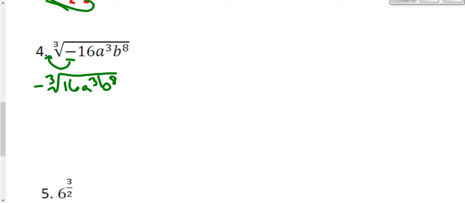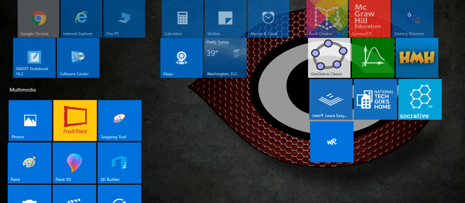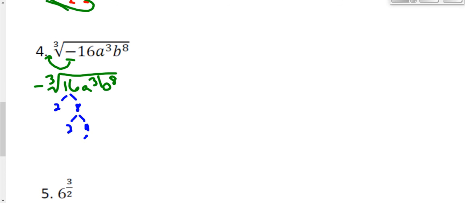I'll break down my 16 into pieces. 16 is 2 times 8, 8 is 2 times 4, and 4 is 2 times 2. So I need 3 of something to bring it out of this radical. I've got 3 2's right here and 1 left inside my radical.